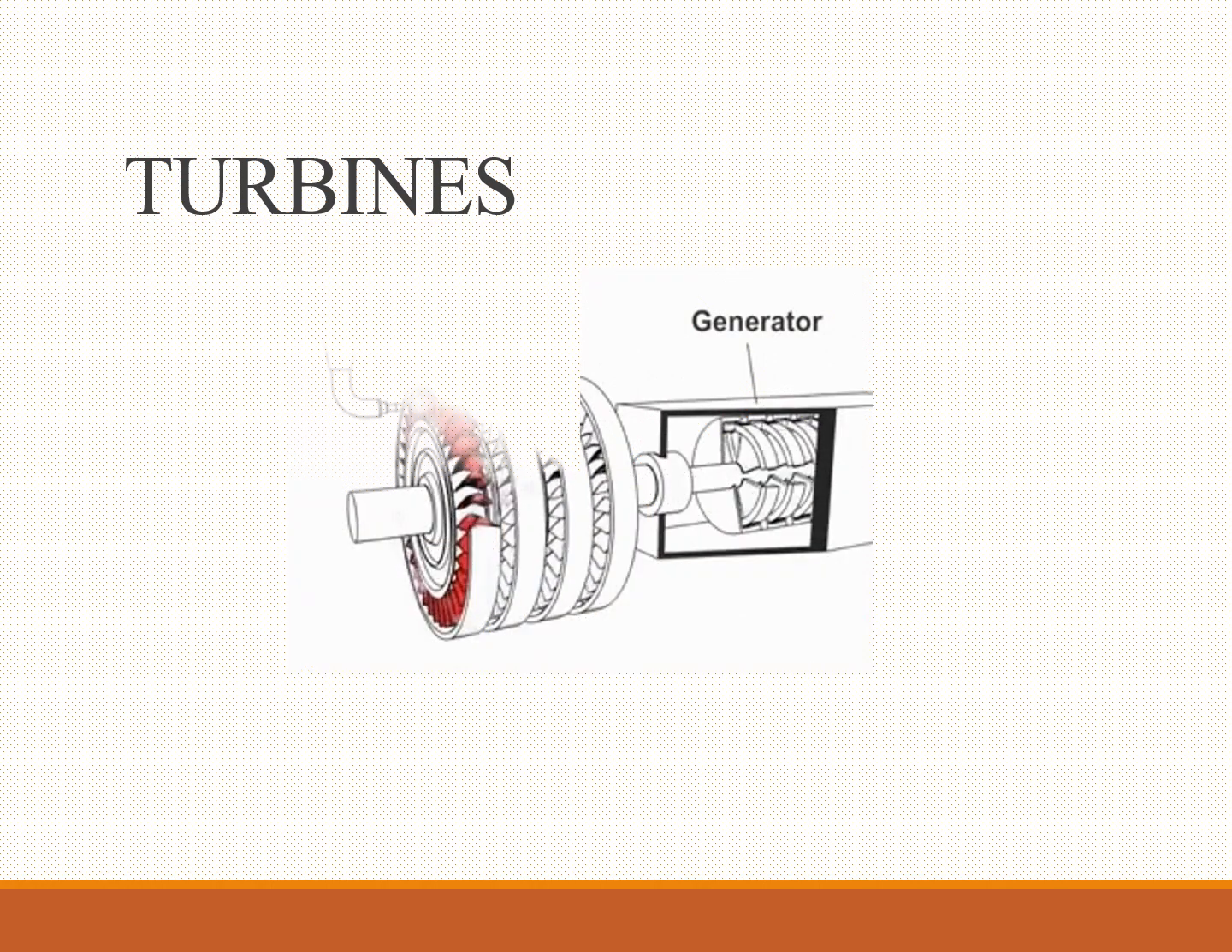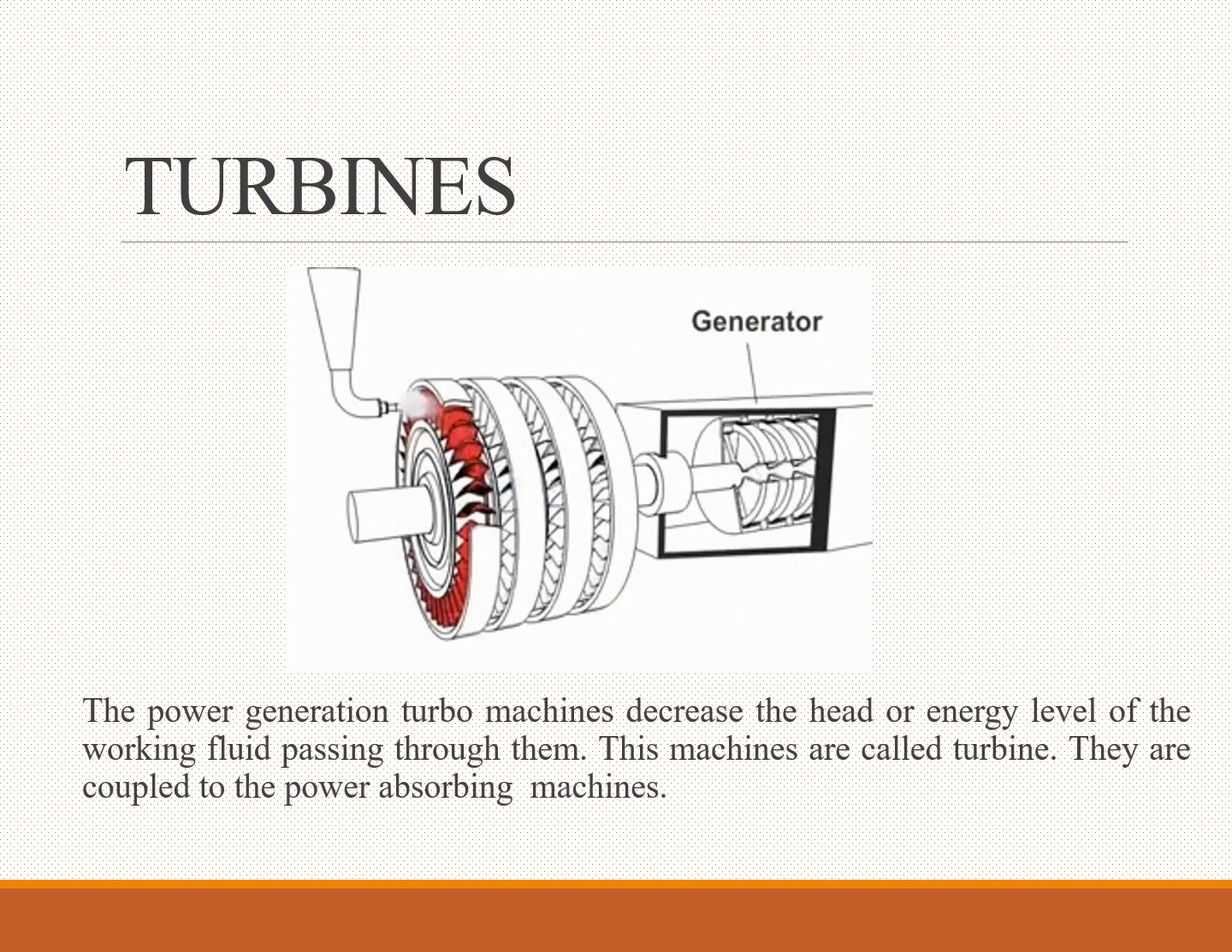So what are turbines mainly used for? Turbines are power generating turbo machines that decrease the head or energy level of the working fluid passing through them. These machines are called turbines and they are coupled with a power absorbing machine. You can see here a generator.